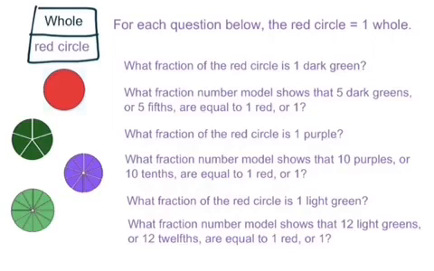So we want to talk about the red circle again being the whole, and that's what I've written for you over here, so make sure that's what you're noticing. Here's that red circle. So what fraction of the red circle is just 1 of these dark green pieces? And then what fraction number model shows that 5 dark greens, or 5/5, are equal to 1 red, or 1 whole? So you have several questions here I want you to think through, going with each of the different colors that we were just practicing with. Answer these same kinds of questions, and then when you get that done, come on back.